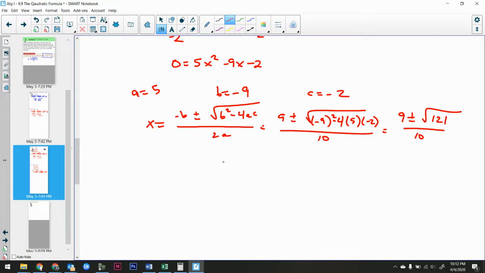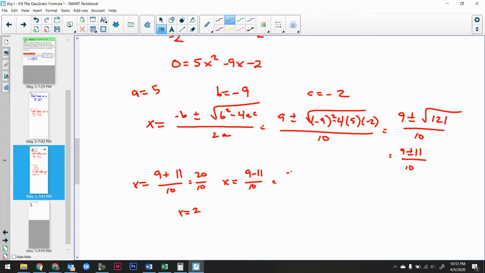over 10. Square root of 121 is 11. So 9 plus or minus 11 over 10. So x equals 9 plus 11 over 10. X equals 9 minus 11 over 10. So 9 plus 11 is 20 over 10 is 2.